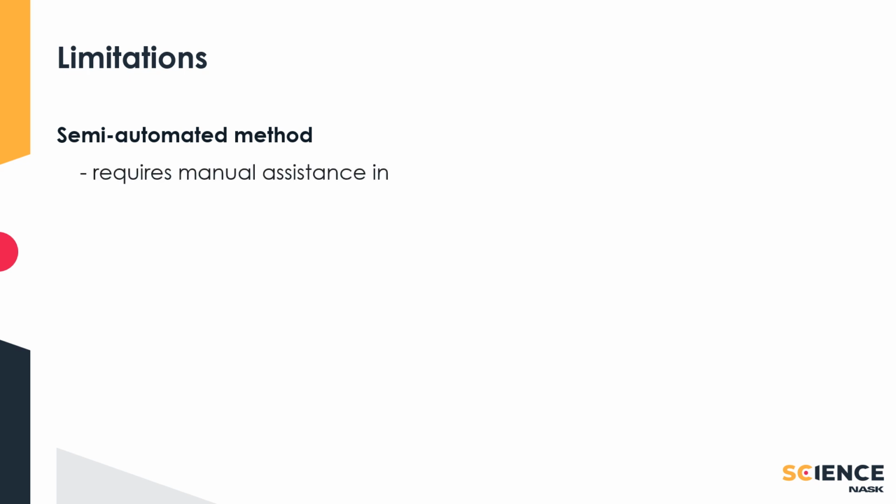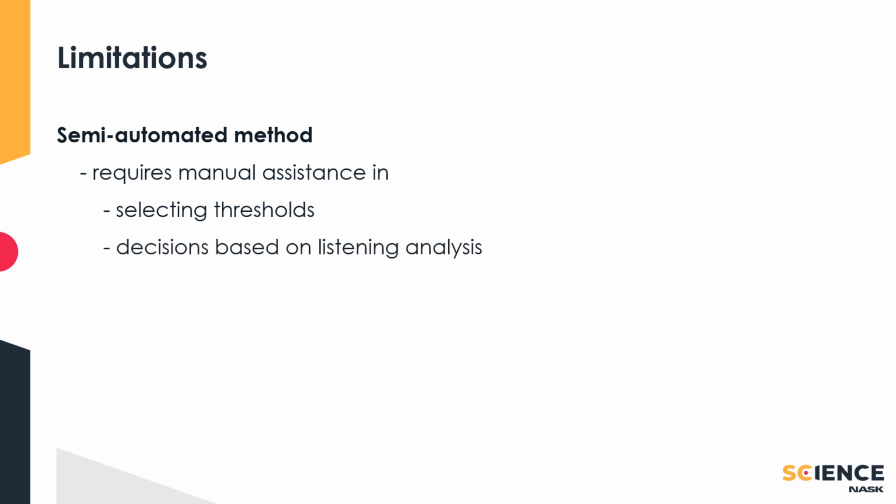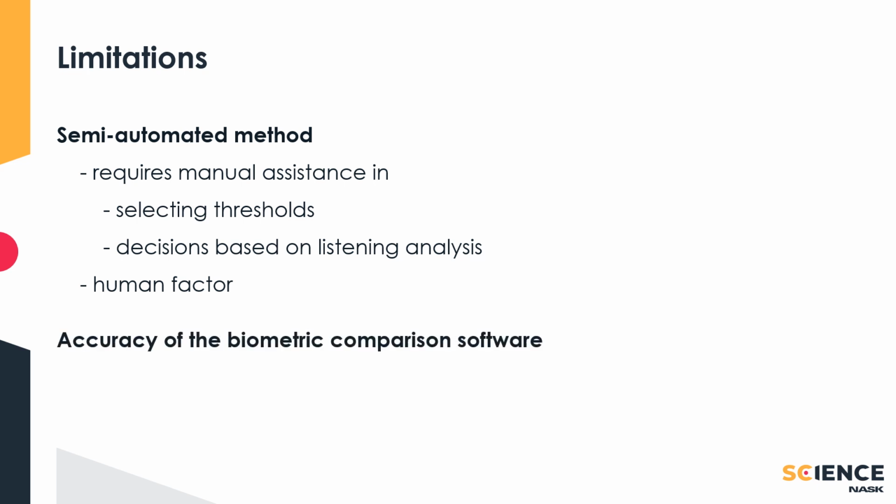The presented method has certain limitations that are important to highlight. First, it is a semi-automated method, which means it requires manual assistance both in selecting thresholds and making specific decisions based on the review. This adds extra work that must be done during the inaccuracy verification, and additionally, the listening analysis itself, due to human factors, is also subject to some error and uncertainty. And second, the accuracy of the method is limited by the accuracy of the software used to obtain the biometric comparison score of audio samples.